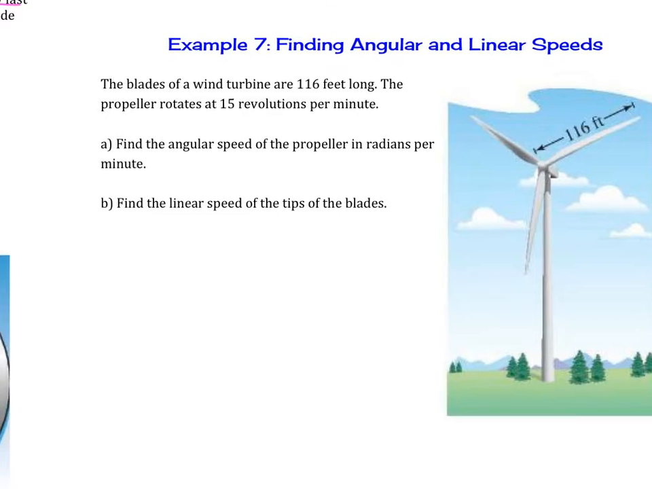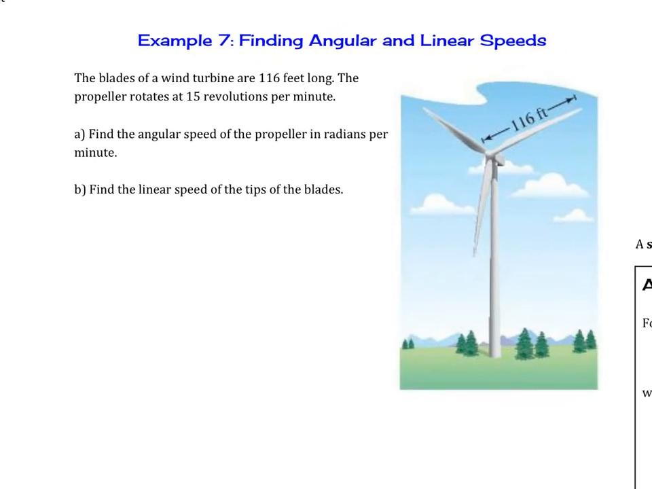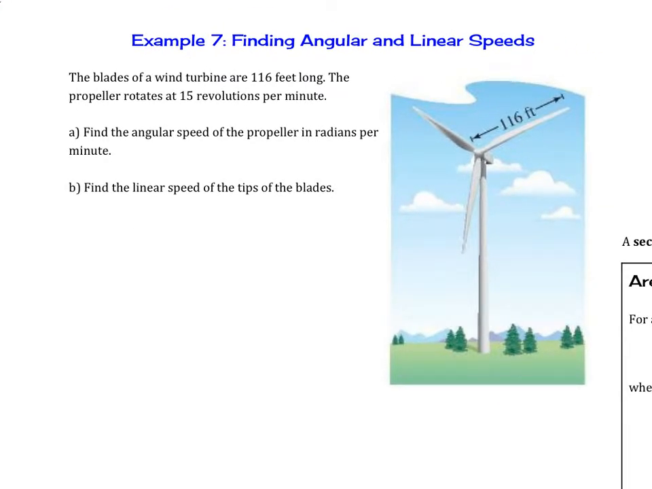Let's find angular and linear speed. The blades of a wind turbine are 116 feet long. The propeller rotates at 15 revolutions per minute. So we need to find the angular speed of the propeller in radians per minute, and then we're going to find the linear speed of the tips of the blades.